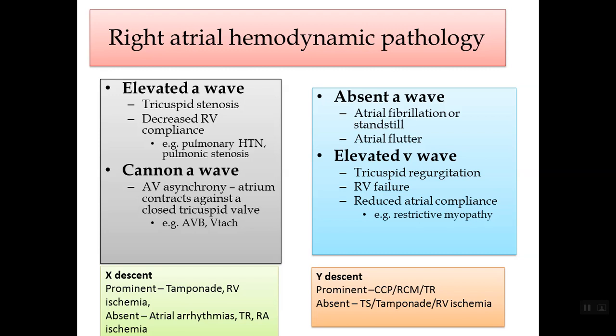The Y descent is prominent in right-sided cardiomyopathy and tricuspid regurge, and CCP. What's CCP? I can't remember what CCP is. And absent Y descent in tricuspid stenosis, tamponade and right ventricular stenosis. Chronic constrictive pericarditis, that's what CCP is.